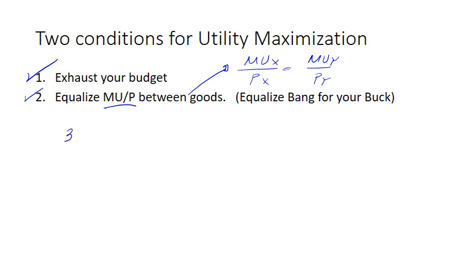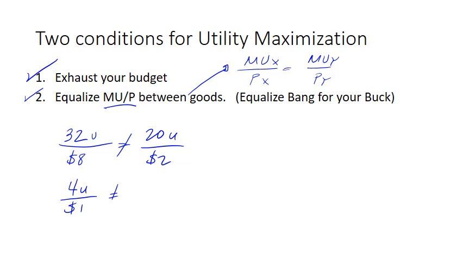Let's say that your last unit of salmon was generating 32 utils and you had to spend $8 on it. And your last bagel was generating 20 utils, but you spent $2 on it. These two are obviously not equal. This is 4 utils per dollar. And this one is 10 utils per dollar. This implies that the last bagel was getting you 10 utils for every dollar you spent on it, whereas your last unit of salmon was only generating you 4 utils per dollar that you were spending on it.